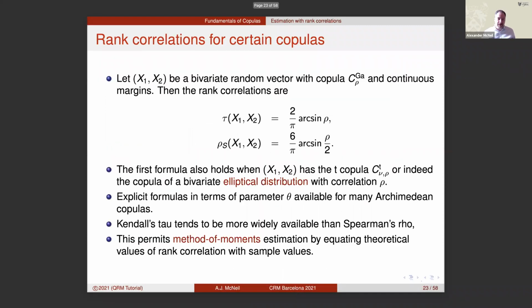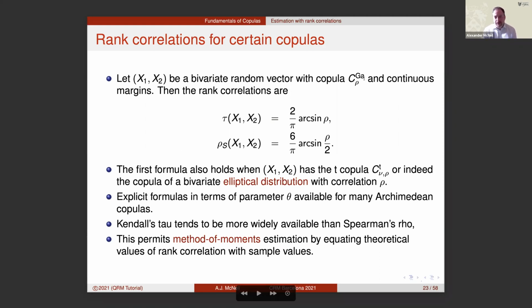So those are rank correlations. And I just have 2 more things I want to do, and then I'm going to move into a more practical part. So first, to say that for all of the copulas I've shown you, there are formulas for rank correlations. And in general, for Kendall's rank correlation, there are more available closed form formulas than for Spearman's correlation. So Kendall is a bit more useful in the world of copulas than Spearman.